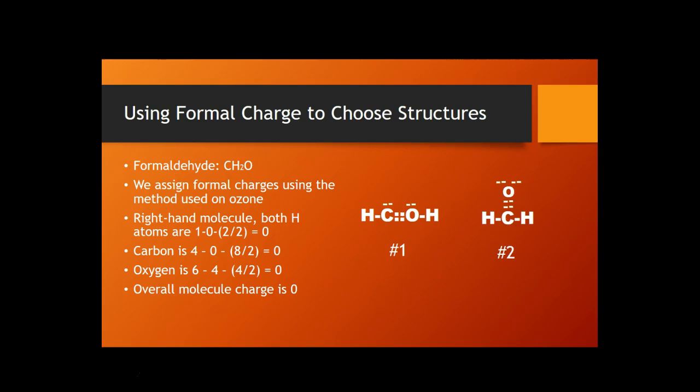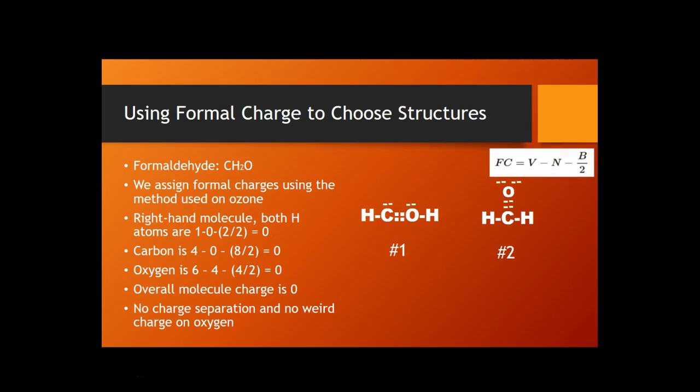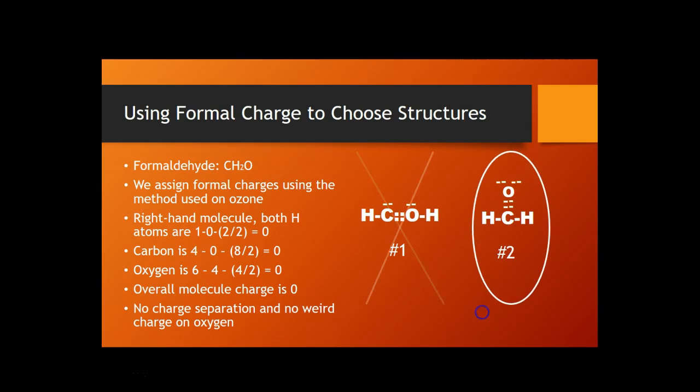The overall molecule charge is 0, as is the one on the left. But we have no charge separation because we don't have any formal charges on any of the atoms. And oxygen doesn't have the weird +1 charge we see in the molecule on the left. So, if we use the formal charge method, we find that the lower energy molecule must be the one on the right, and that will be the preferred configuration. We will never see formaldehyde showing the formula with a double bond between the carbon and oxygen in the middle.